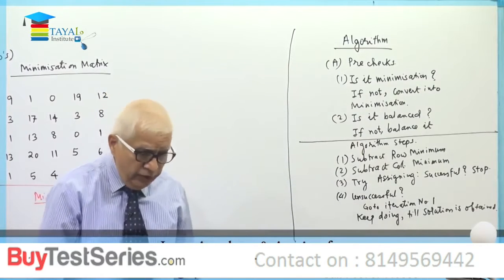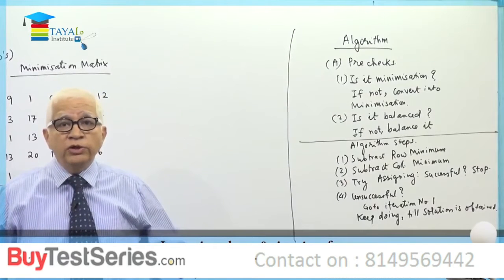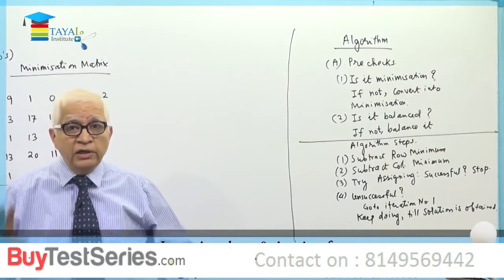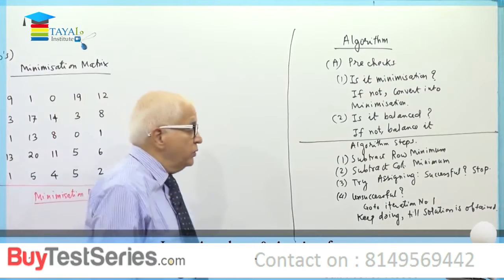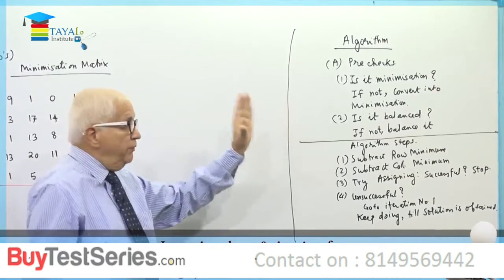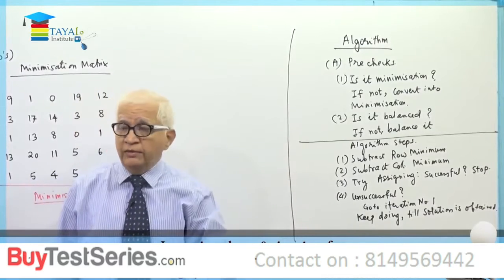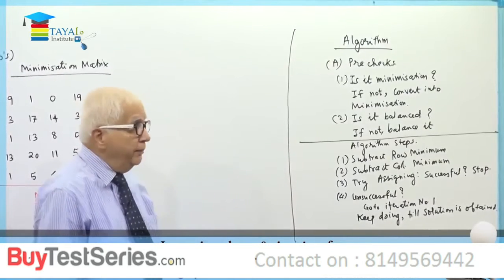When is a problem balanced? When we call a problem balanced, the number of resources is equal to the number of uses. 5 salesmen, 5 districts, so we call it a balanced problem. The number of resources is equal to the number of districts. So these are pre-checks. Before applying the algorithm for assignment problem, we must do the pre-checks.